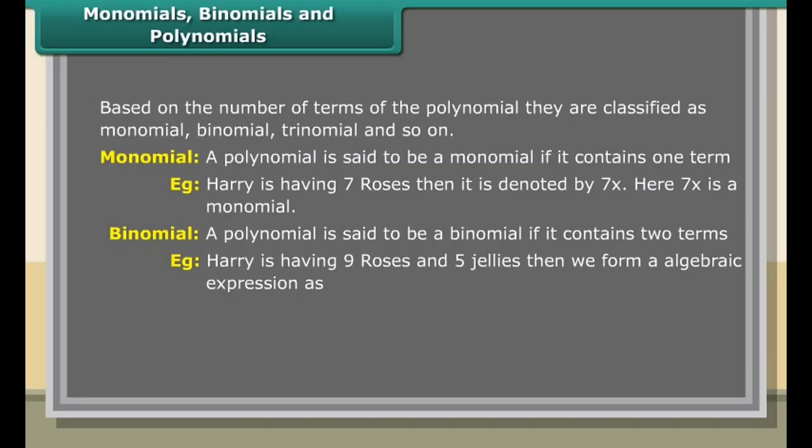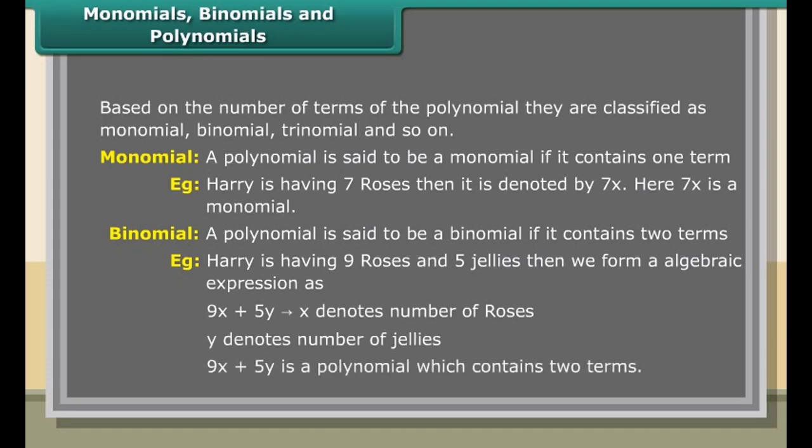Example, Harry is having 9 roses and 5 jellies. Then we form an algebraic expression as 9x + 5y. x denotes the number of roses. y denotes the number of jellies. 9x + 5y is a polynomial which contains 2 terms.